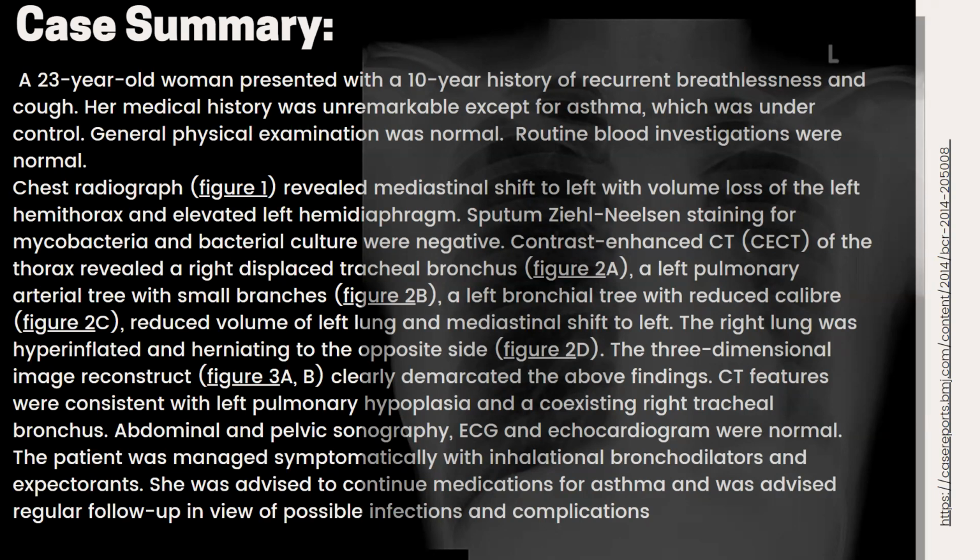CT features were consistent with left pulmonary hypoplasia and a coexisting right tracheal bronchus. Abdominal and pelvic sonography, ECG, and echocardiogram were normal. The patient was managed symptomatically with inhalational bronchodilators and expectorants. She was advised to continue medications for asthma and was advised regular follow-up in view of possible infections and complications.